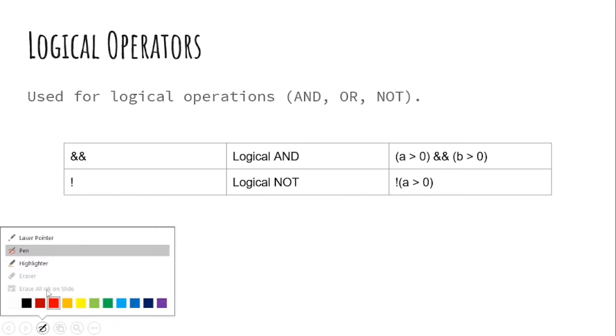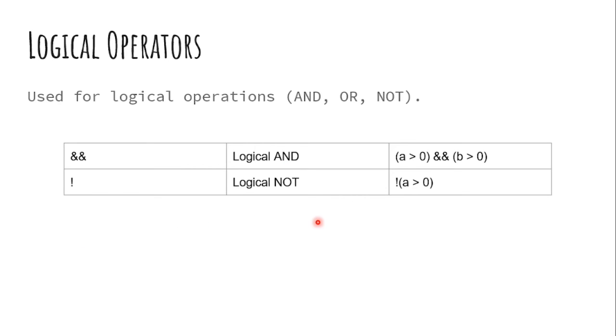Basically, the logical AND operator is the operator that is used to perform a condition such that if both conditions are true, then it returns true. If both conditions are false, it returns false. Both conditions should be true to return a true answer. But if one of the conditions is false, it returns a false answer.